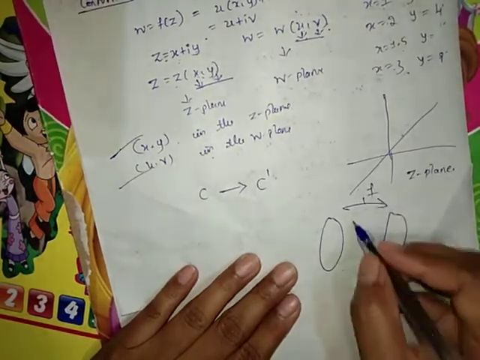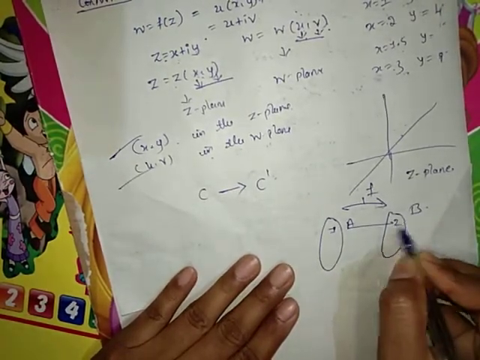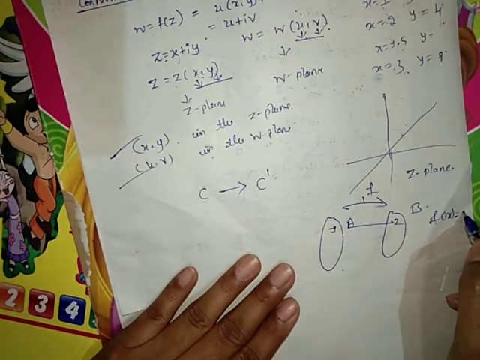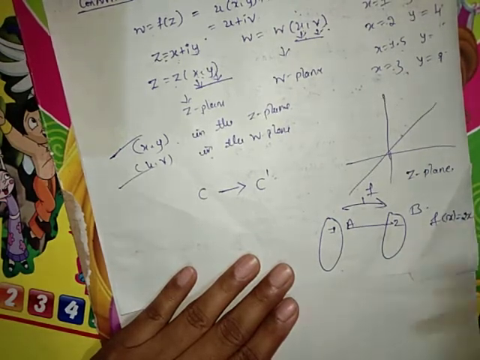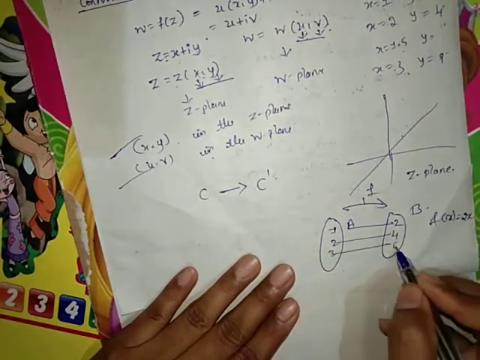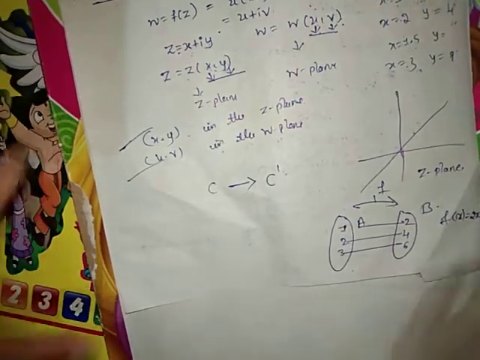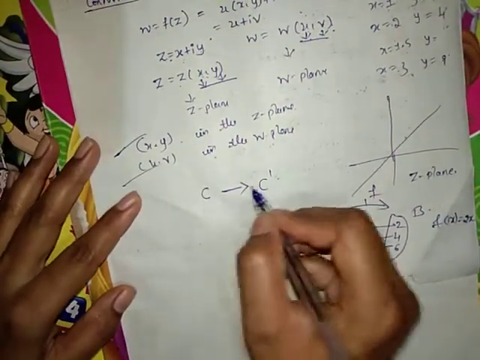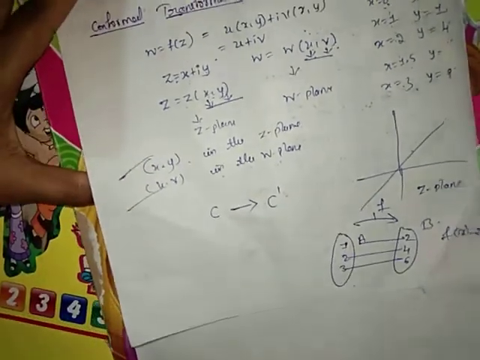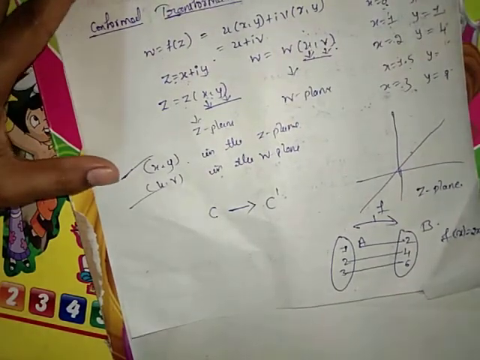A function f from A to B maps one to, suppose f of x equals 2x, 2 is mapped to 4, 3 is mapped to 6, like that. Mapping is, you know, the mapping of the function. It is the same as the curve C mapped to C dash. A curve C is mapped into a C dash here, and here the transformation is f of z.